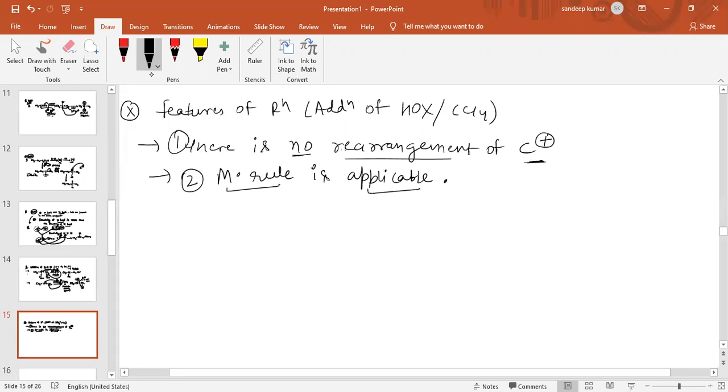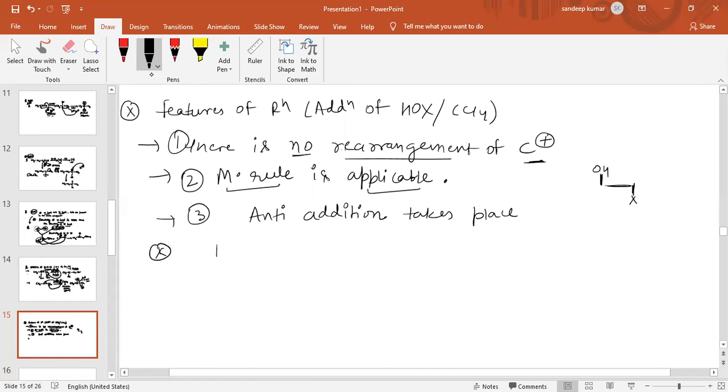And in this reaction, basically anti-addition takes place. What is anti-addition? As we have seen, OH and X: if OH comes from this side of the plane, then X comes from the opposite side of the plane. So these are basically anti-position to each other. So anti-addition takes place in this case.